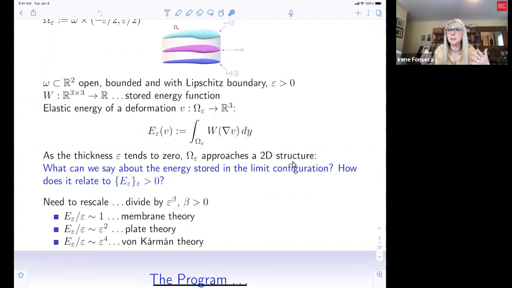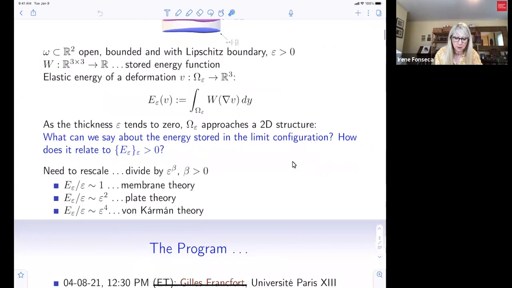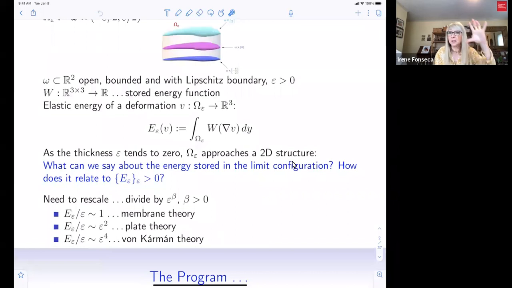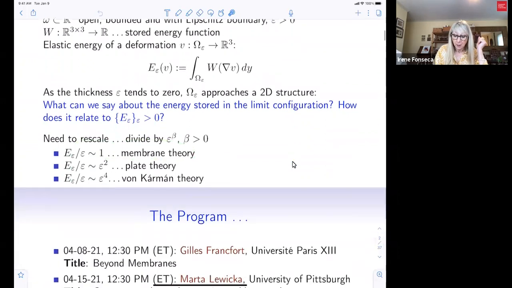So you have to rescale in some way, and different scales give rise to different theories. If you scale by epsilon, which is the thickness of your sample, this is going to lead you to membrane theory. If this looks like epsilon squared, you're going to have plate theory. And if you have an epsilon to the 4th, it's going to be von Kármán theory. Most of what I'm going to say is going to be within this first regime, the membrane theory, with one exception.